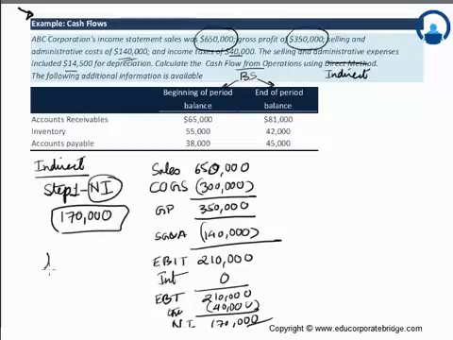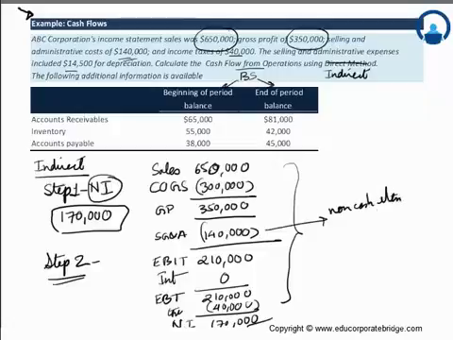What was step 2? Step 2 was to add back all the non-cash items. So here in this income statement, what we know is that SG&A actually included a non-cash item, and this non-cash item was to an extent of 14,500. So this 14,500 was included as an expense, which was depreciation and amortization expense. So we must add this back, 14,500.